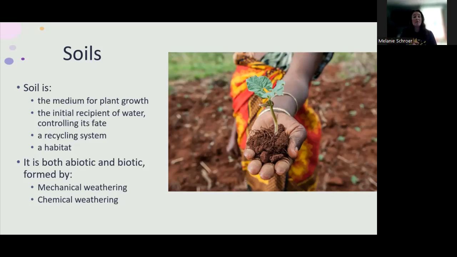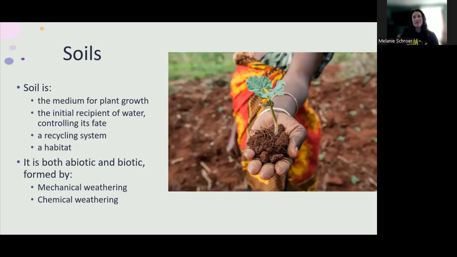It is a medium for plant growth. Ultimately, it receives water and more or less controls whether the water percolates down back into the aquifer or stays closer to the surface. It is a recycling system, so it can store different ions. It can facilitate the transfer of matter and energy from organism to organism up the food chain, and of course, it is an important part of the habitat.